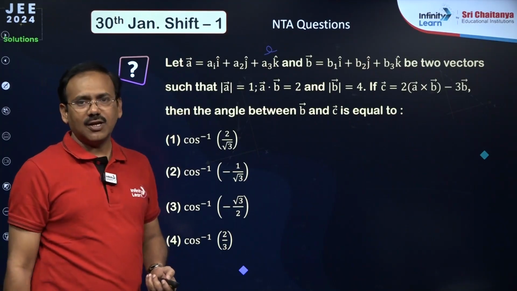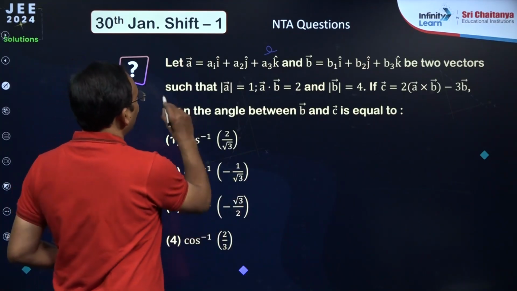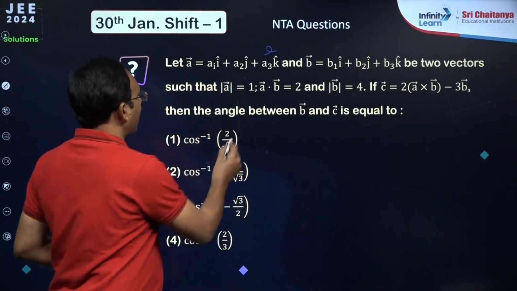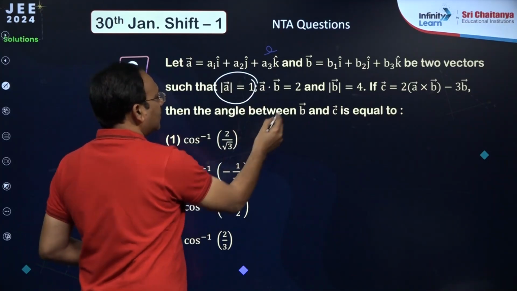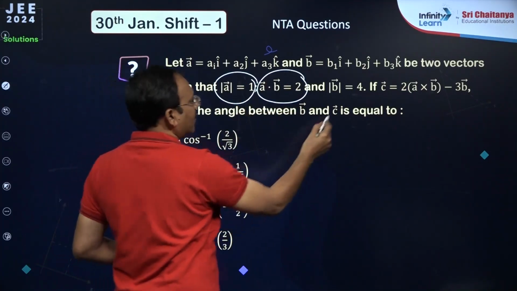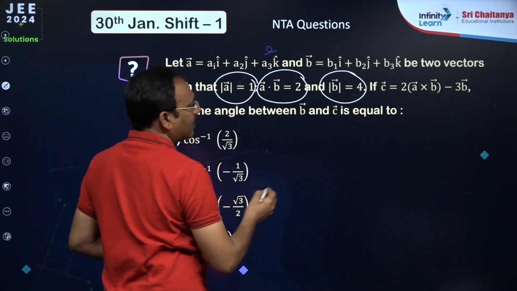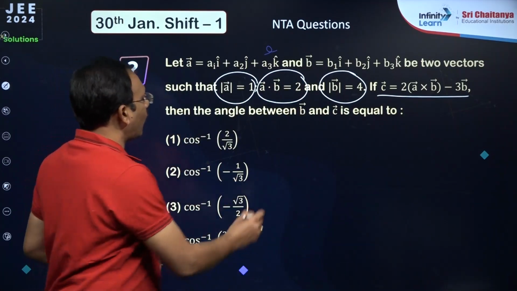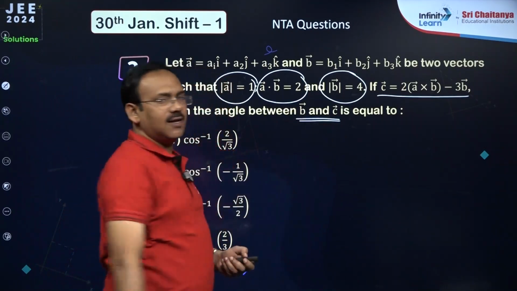Then the next question is related to vectors. You see, a bar is given, b bar is indirectly said, the magnitude of a bar is 1, a bar dot b bar is given, the magnitude of b bar is given, and c bar is expressed in terms of a and b. Now I want the angle between b and c, dear friends.